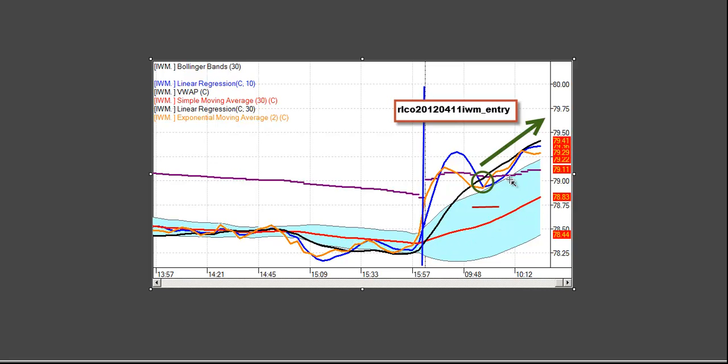So I entered right around 79 and was using a 25-cent stop here at the thick red line. And that is generally one of the important checkpoints for me, that all the regression lines are on one side of the river and moving in that direction.